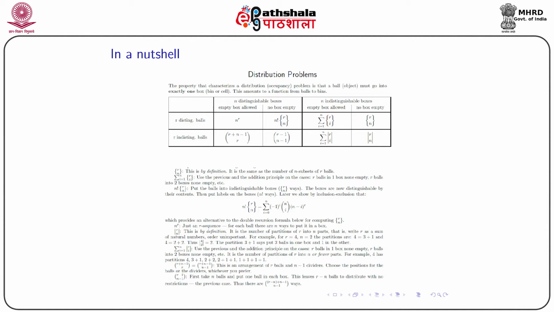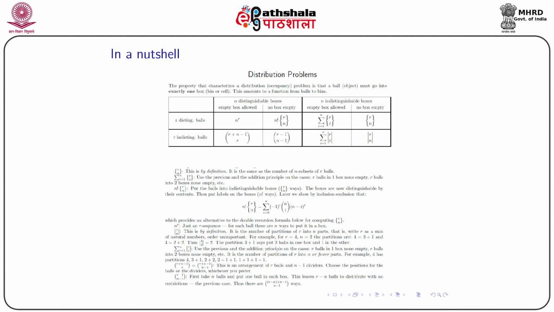But if we put the restriction that no box is empty, then the number of choices will be n factorial, and we are using a symbol. This symbol, R within the brace n, is the number of n subsets of R balls. So R n within the braces, by definition, is the same as the number of n subsets of R balls. So if no box is empty, the total number of cases will be this.